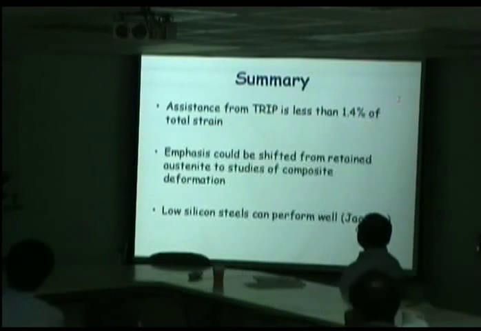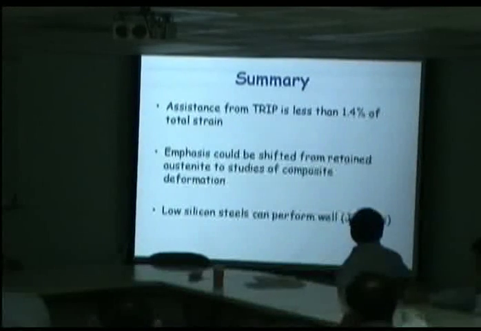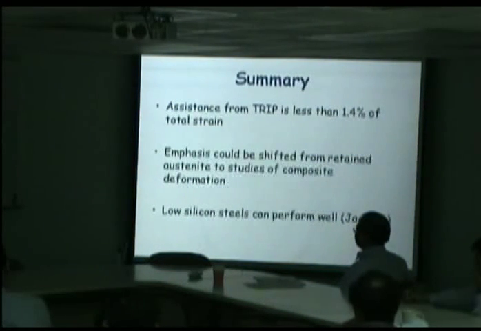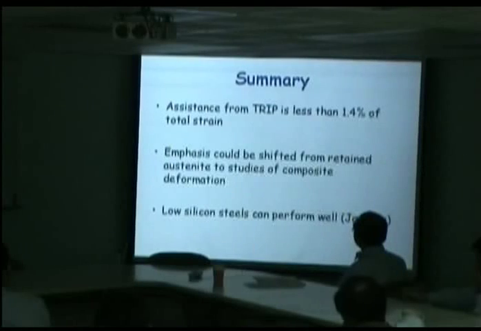And this is an optimistic calculation because it's assuming that martensite forms in the correct orientation. So we should shift the emphasis from the retained austenite studies to looking at the composite behavior of these steels. And that's the reason why even low silicon steels, where we have less retained austenite, seem to perform extremely well.